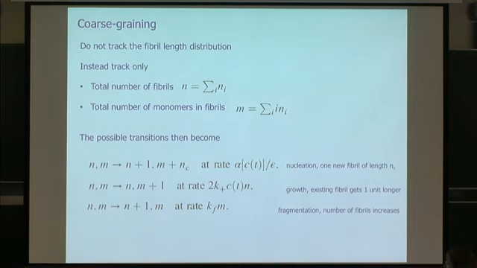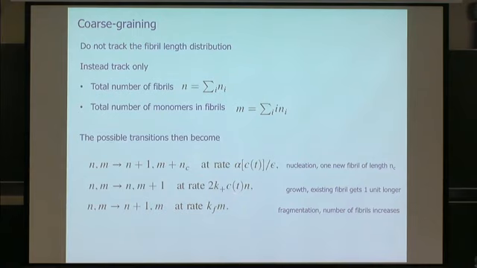And so if you think about it, that reduces the problem quite a lot, because you've only got 3 possible transitions. So you've got nucleation. What nucleation does is it increases the number of fibrils by 1, and it increases the number of monomers in fibrils by the nucleus size nc, and it's got some rate associated with it. And then you've got growth of fibrils at the ends, and what that does is it doesn't change the number of fibrils, but it increases the total fibril mass by 1 unit.